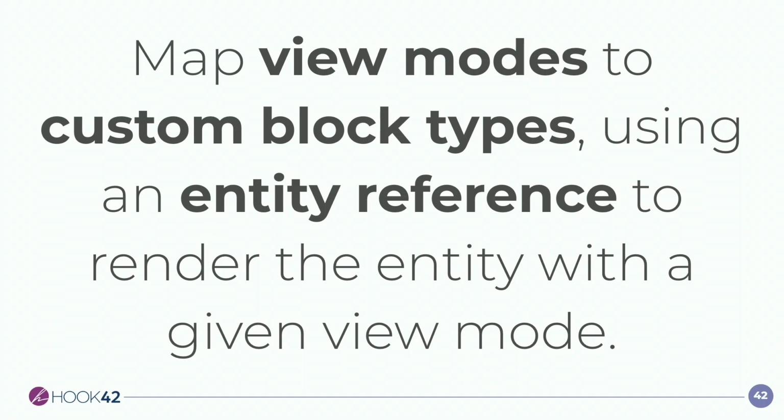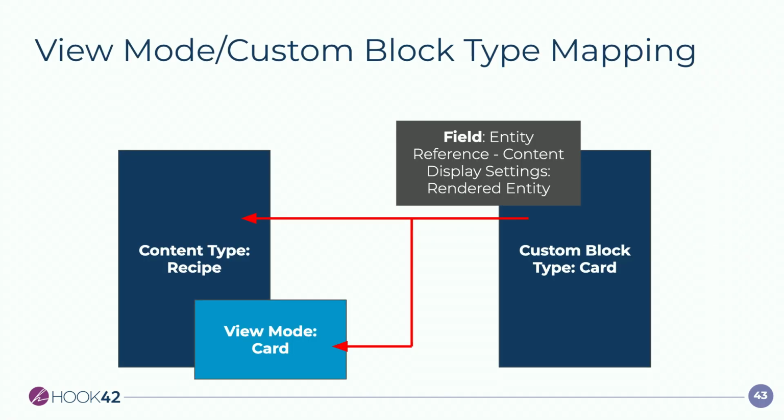So that's the method that we're going to describe and talk about here, and it's diagrammed here. Say that we have a content type in Umami of the type recipe. This is something that's provided by default. That content type of recipe has a view mode on it called card. And so we can place things across the UI with the view mode of card. But if we want to be able to use it in Layout Builder, we can go ahead and create a custom block type that's mapped to our view mode.